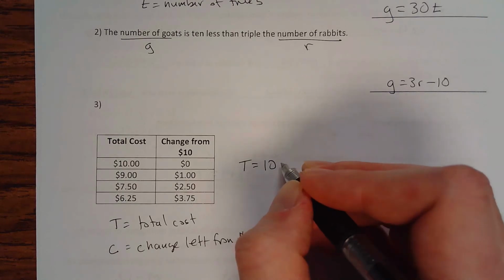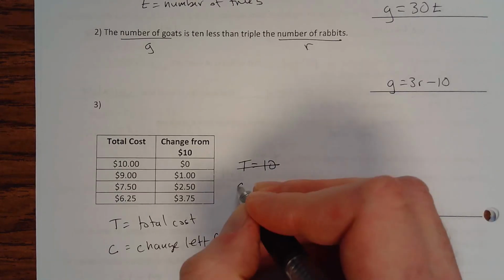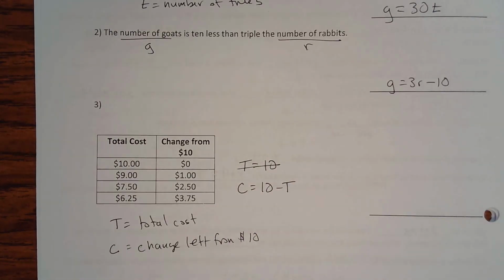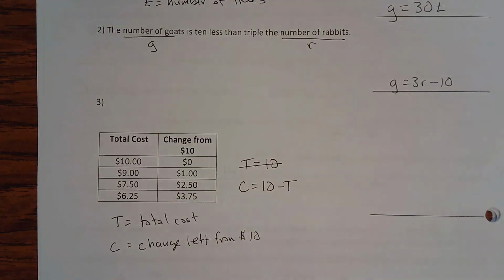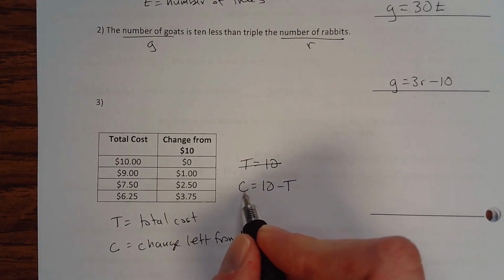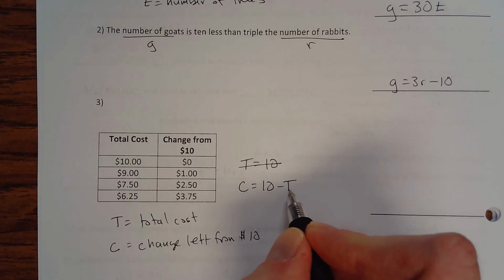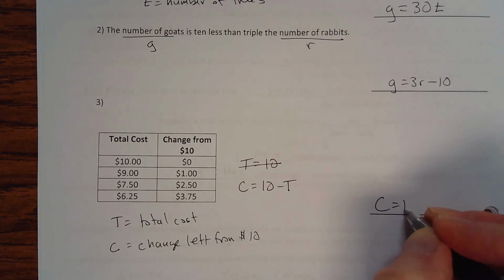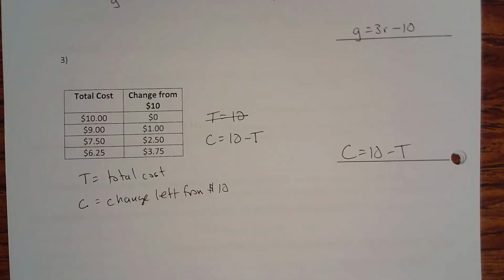oh, wait a second here. No, I want to do the change. I got these backwards. So it's $10 minus the total cost. I was getting myself confused there. So this can be confusing, believe me. So the change you're going to get back depends on how much the total cost was. So you're going to take $10 minus the cost. What's left is the change you get back. So change equals 10 minus total cost.